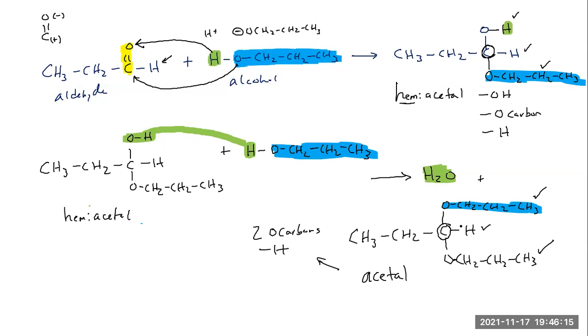If you add just one alcohol to an aldehyde, you end up with the guy in the top right corner, which is known as a hemiacetal. And again, you can think of hemi as there's got to be an OH group there. And we have an OH group, a hydrogen, and just one oxygen carbon group. Any questions on those reactions there?